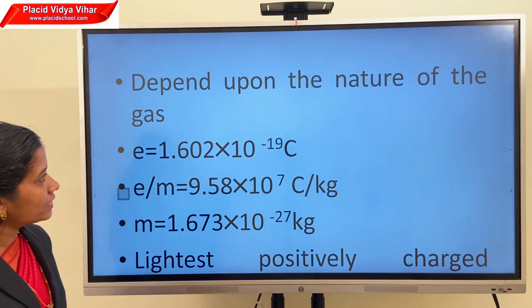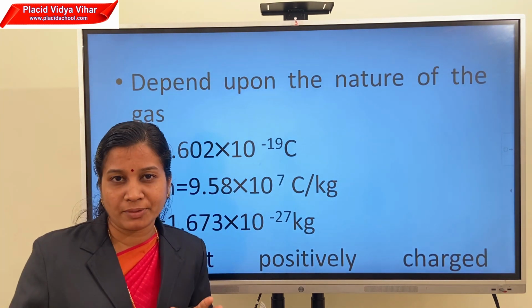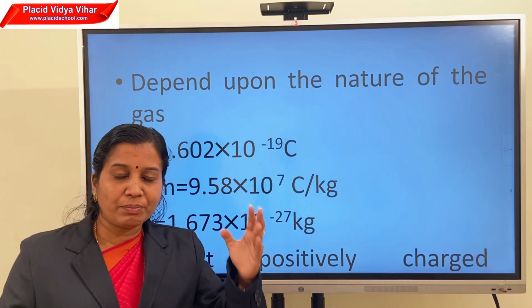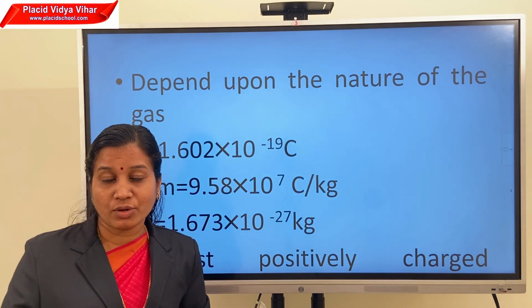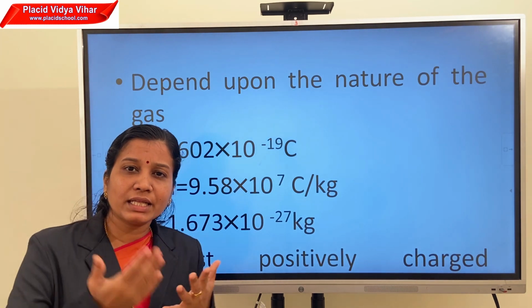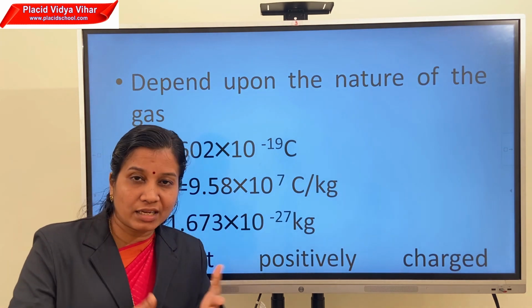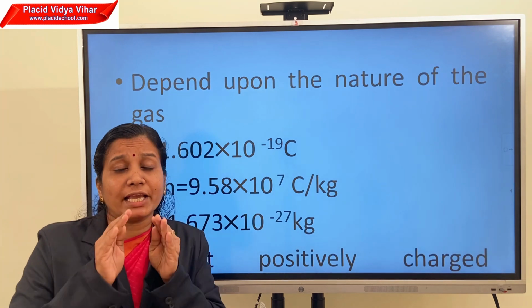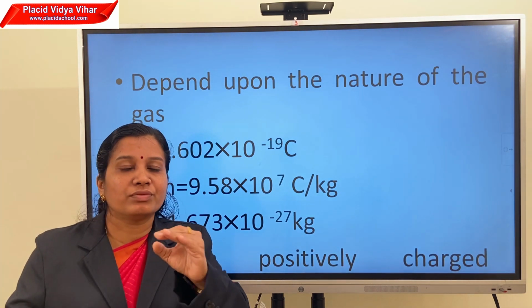Then the next point depends upon the nature of the gas. So that is very important. In cathode ray, we see that the e value, e by m value, etc. do not depend upon the nature of the gas or the nature of the electrode. So what does it mean? Whatever be the gas inside that cylindrical glass tube or whatever be the nature of the electrode, the fundamental particle in that cathode ray is the same. The values are the same. It does not depend upon the nature of the gas.